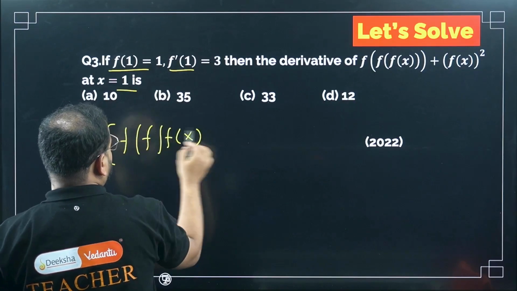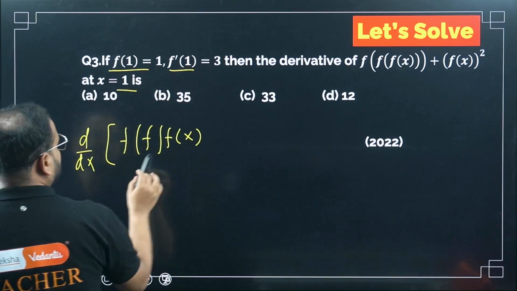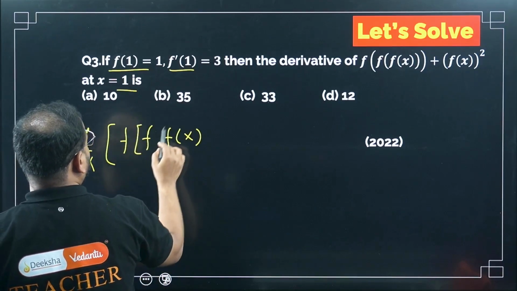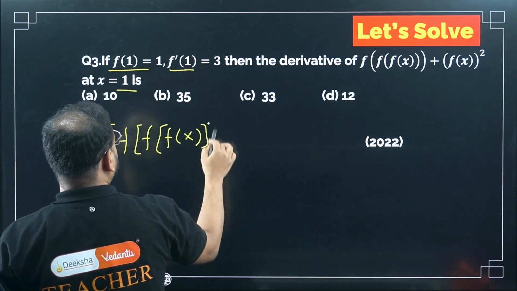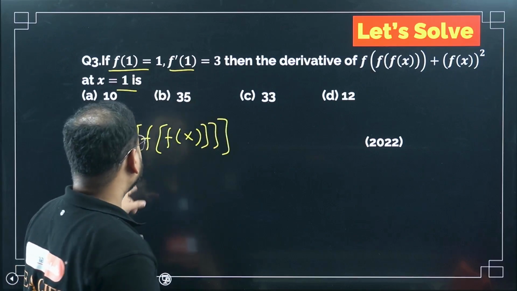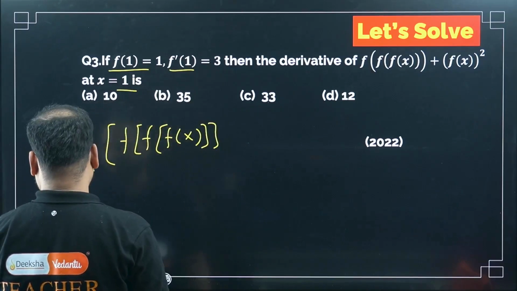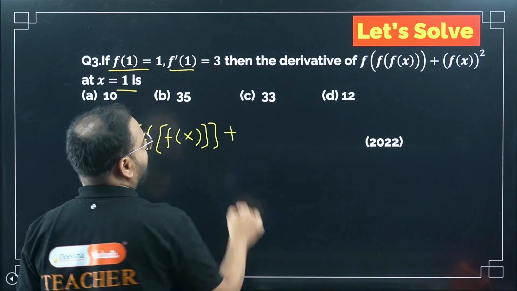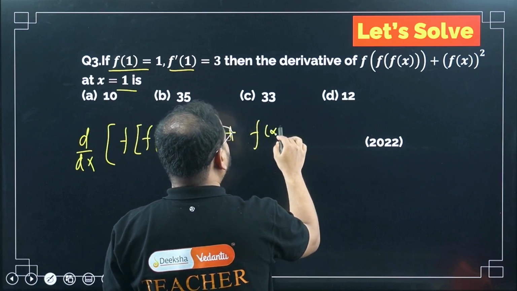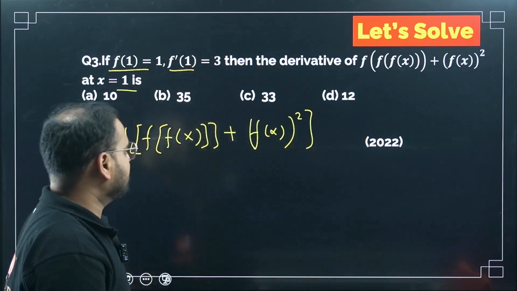This is a bracket, right? So this is not an integral sign, though it looks like it. Let me just change everything. Okay, so let me write it like this. First bracket, second for this and third. Derivative of this, plus, no, the last one has to be open. Plus derivative of this part, f of x the whole square. This is what they are asking, right?